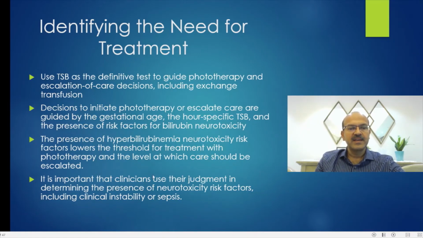It's important that clinicians use their judgment to determine the presence of neurotoxicity risk factors, including clinical instability or sepsis. So err on the side of caution is what they're trying to say. So you have to be clear. You have to look at all the risk factors. For example, acidosis as a specific risk factor has been removed, but it would be considered as a risk because of the clinical instability.